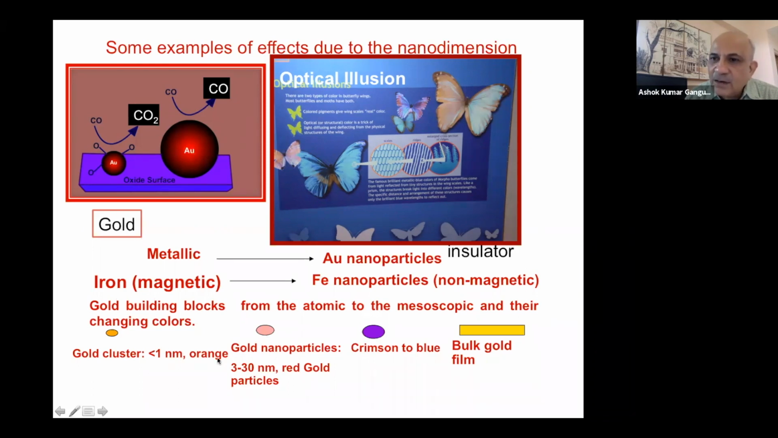I can make green colors, all kinds of colors of gold, in solution. Unfortunately, you cannot wear green gold like a bangle, but you can make gold coatings of that color. But solid bulk gold, which is micron size particles, gives you yellow color, which is the natural gold which everybody wears.